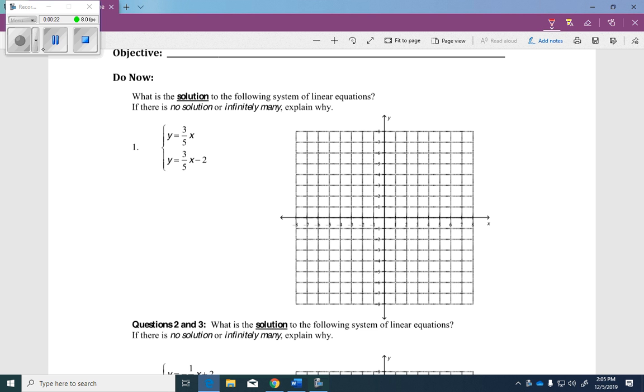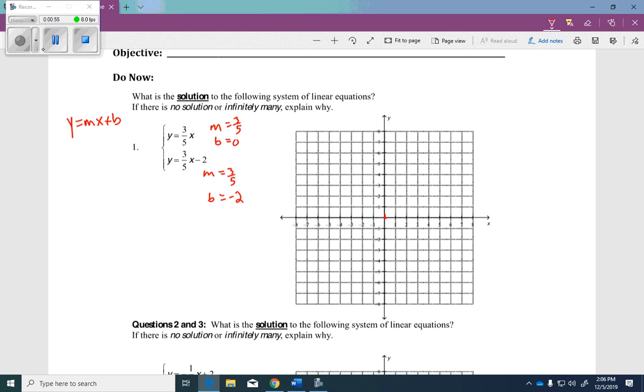When we're solving by graphing, the equations have to be in slope-intercept form, which means y equals mx plus b form. In both equations, the slope is 3/5. In the first, the y-intercept is 0, and on the second equation, the y-intercept is -2. So without even graphing, I see they have the same slope. Therefore, these lines will be parallel, so there will be no solution because there is no point that they share.